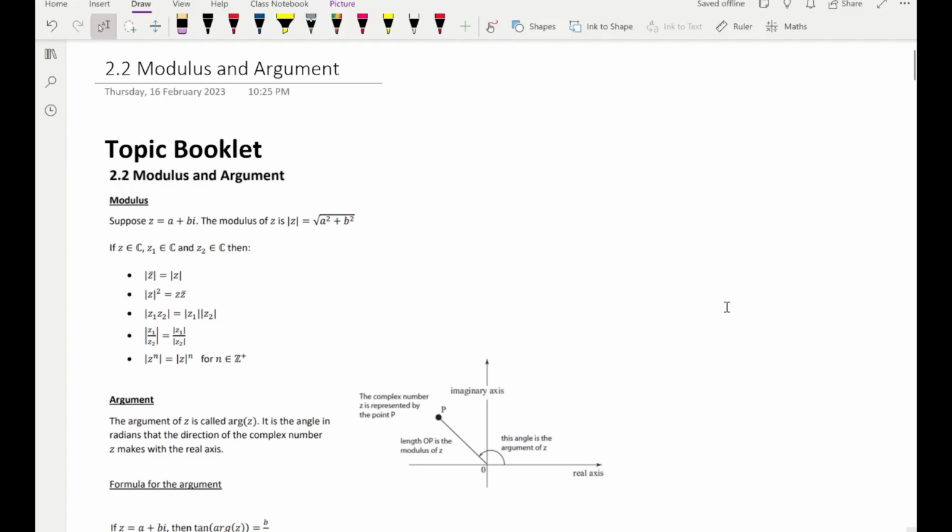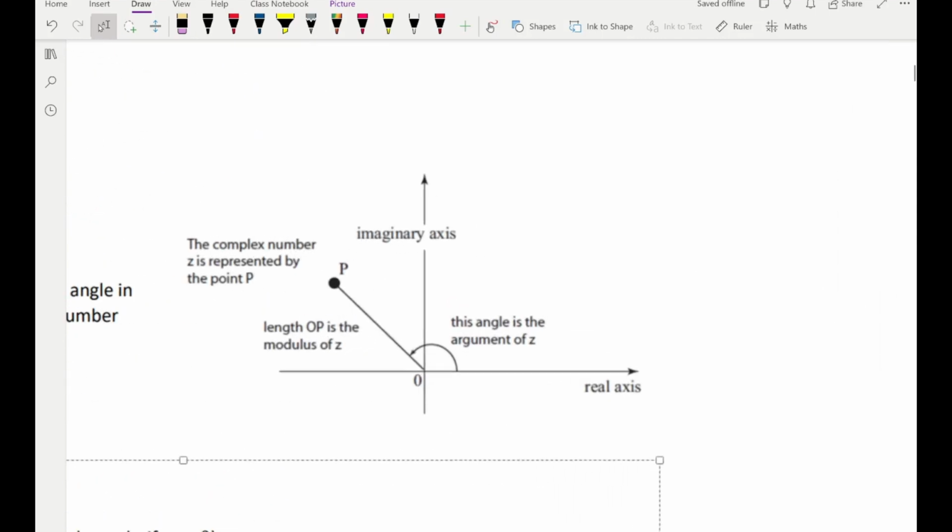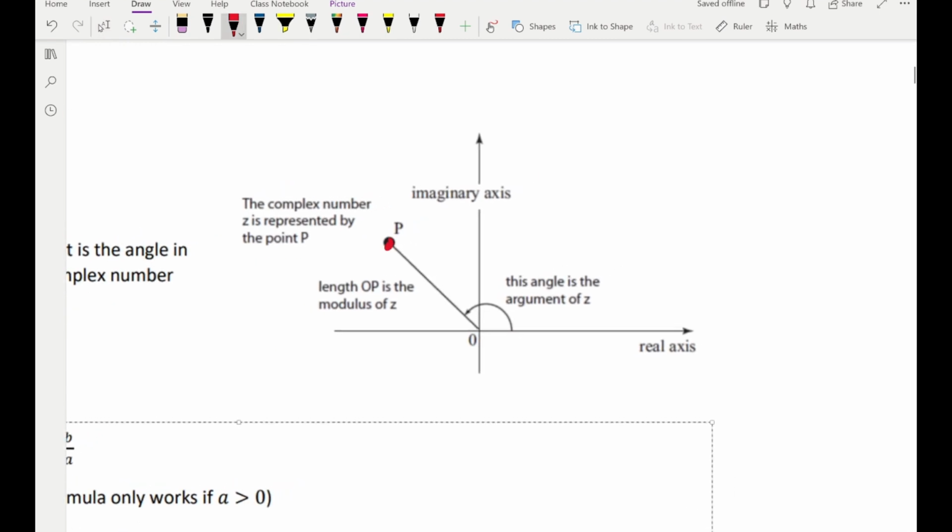In this video, we're looking at modulus and argument. When you draw a complex number like this, the modulus is the length from the origin out to that complex number, that length there in red. The argument is the angle that it makes with the real axis, in blue.